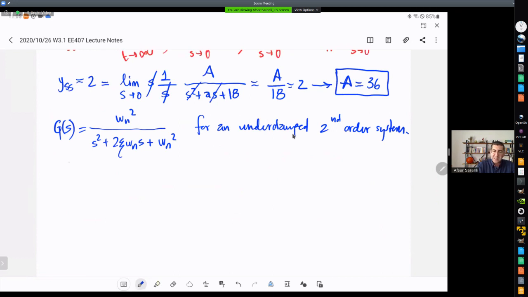What is the settling time, TS? It is approximately given, for the 5% band, as 3 over psi omega n. And that is given to be 2 seconds. Okay? Now, what about omega n? Can I find omega n? Sure, because A is equal to omega n squared, and that is equal to 36.